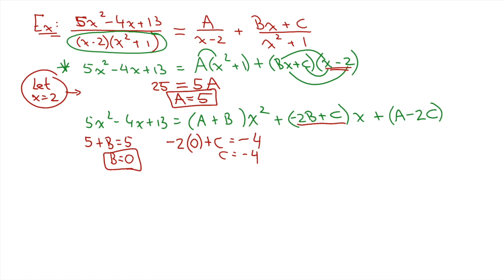Let's see if it works with the last one also. A was 5, right? So this would be 5 minus 2c is equal to 13. Subtract the 5 across, 13 minus 5 is 8. 8 divided by negative 2 is negative 4. So either way, we get c equals negative 4, b equals 0, and a equals 5. I can erase all that. Awesome.